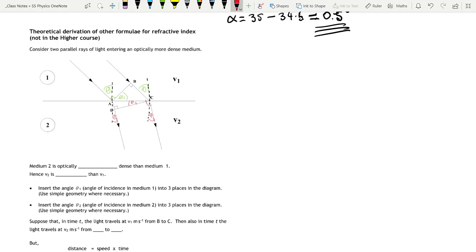Okay, so we're considering two parallel rays of light entering an optically more dense medium. So V1 is the speed they're going in medium 1, and then they're going into a more dense medium with that speed V2. Medium 2 is optically more dense than medium 1 because we've just been told that. So therefore, the second speed is going to be less than the first speed. If you think about it, your speed in air is a lot quicker than your speed through water. Similar kind of thing like that.